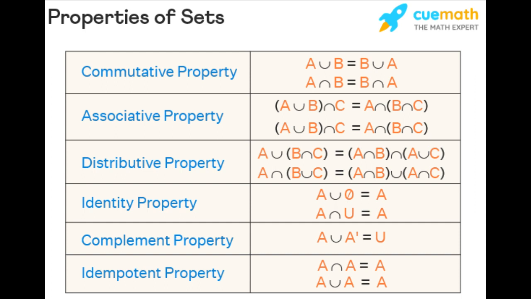The idempotent property. The idempotent property states that performing a set operation multiple times on a set does not change the set itself. In other words, applying the same operation to a set repeatedly yields the same set.